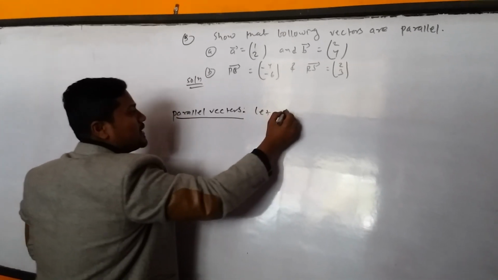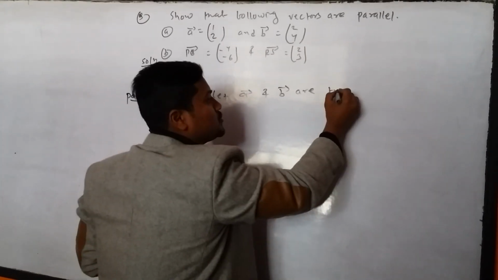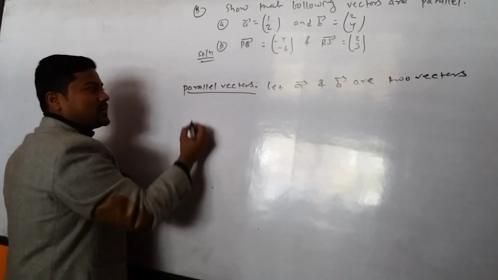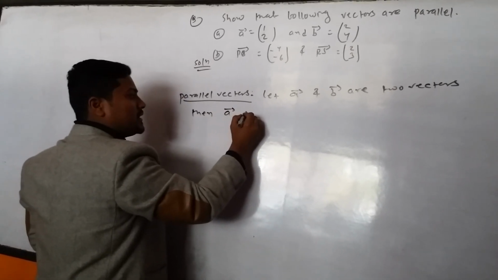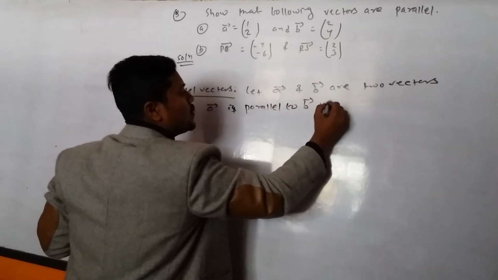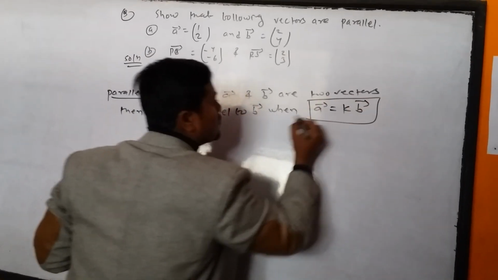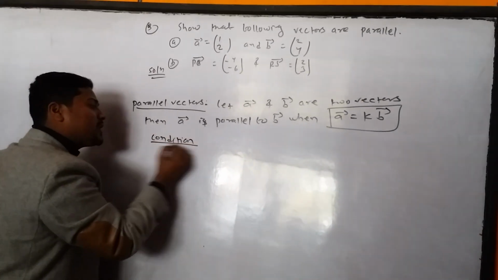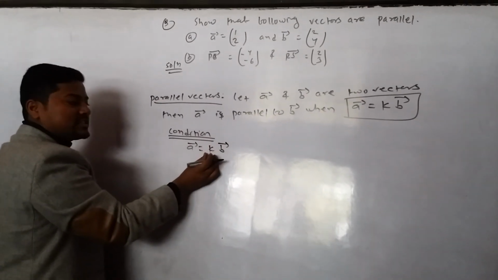Let A vector and B vector be two vectors. A vector is parallel to B vector when A vector is equal to K times B vector. So this is the condition for parallel vectors. What is the condition for two vectors to be parallel? A vector is K times B vector. K means any number, a scalar quantity.